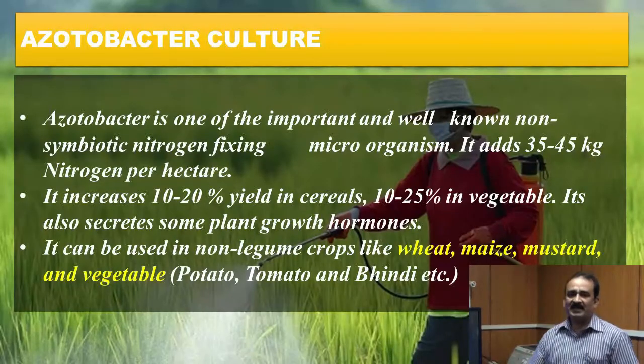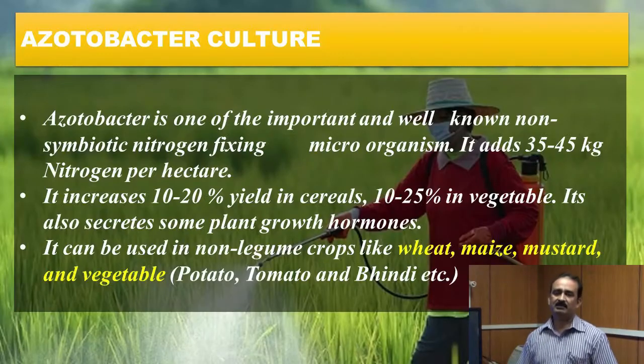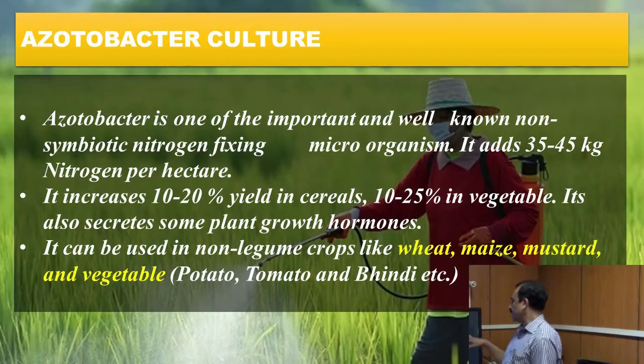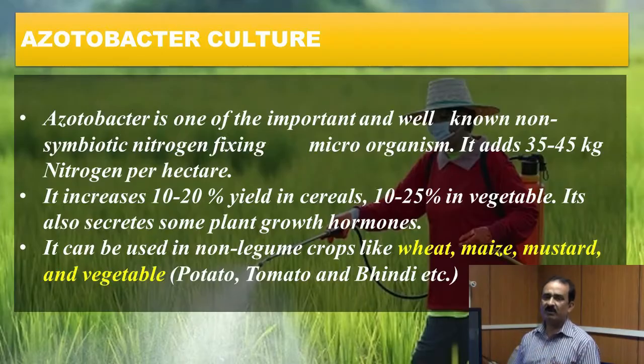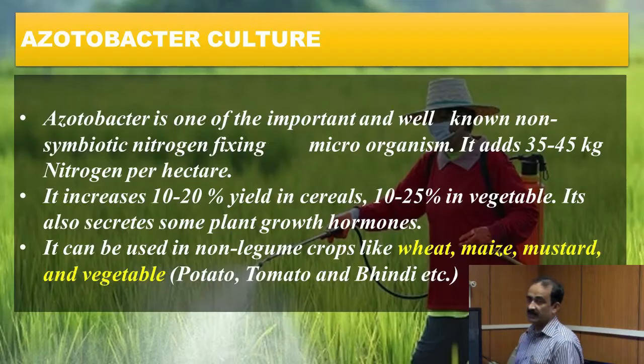Then come to the Azotobacter. Azotobacter is a very important non-symbiotic microorganism. There are two types, symbiotic and non-symbiotic. This is an example of a non-symbiotic microorganism. It fixes about 35 to 45 kg nitrogen per hectare. As you know, in the atmosphere about 79-80% nitrogen is present in the free form that is useless for the plant, but through these Azotobacter microbial inoculants you can save 30 to 35 kg nitrogen per hectare.